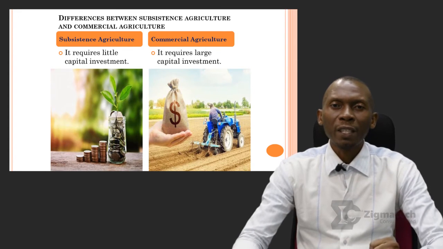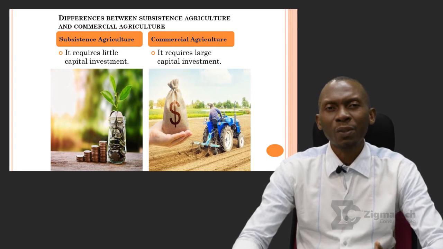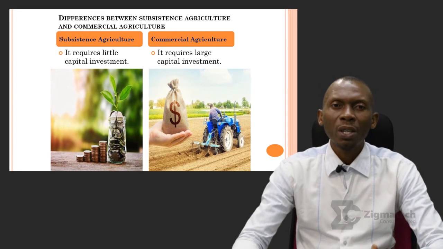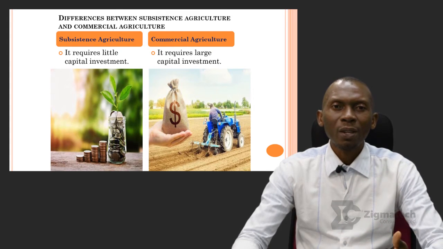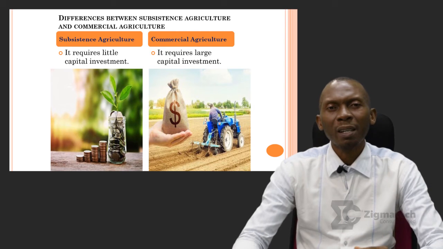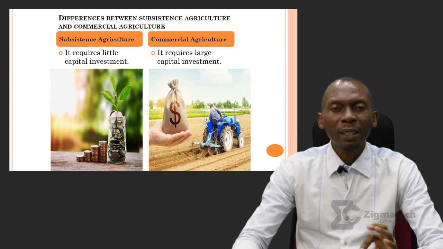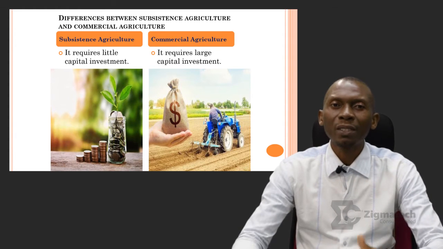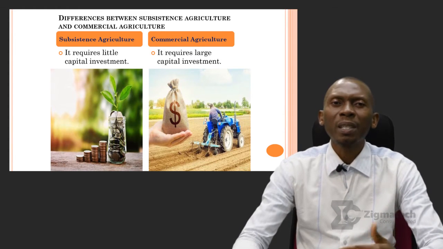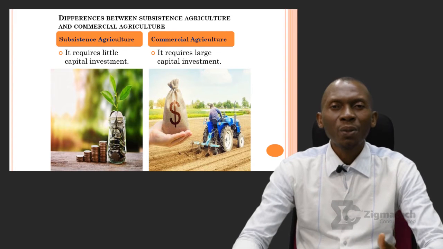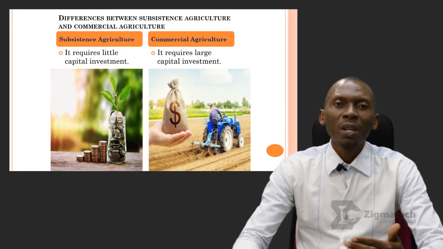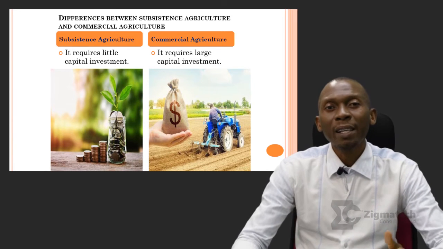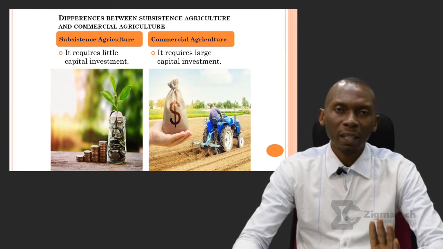Let's take a look at another difference. We have little capital investment as regards subsistence agriculture. So subsistence agriculture requires just little capital investment. Remember, everything used seems to be at a little stage. For example, the farmland is small, the equipment used are crude equipment, so the hoe, the cutlasses, and some of those farm implements are cheap and affordable, so they are not expensive. So the farmer doesn't require so much money to get involved in subsistence agriculture.